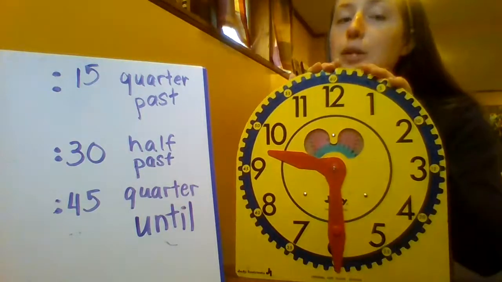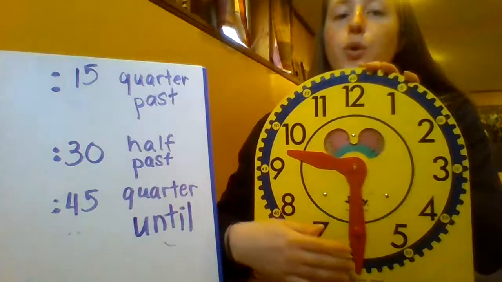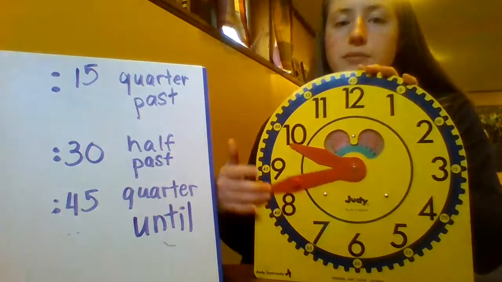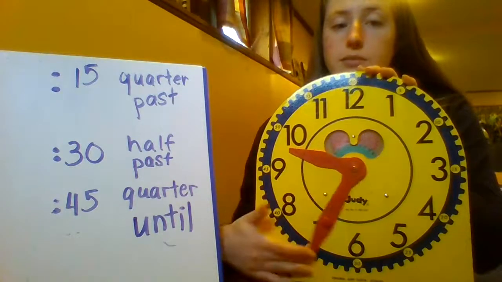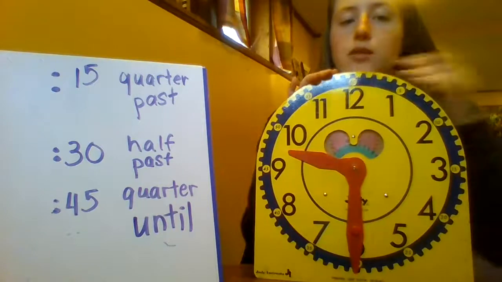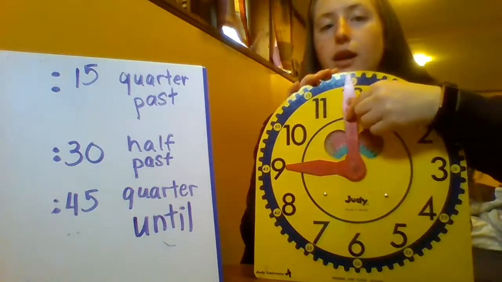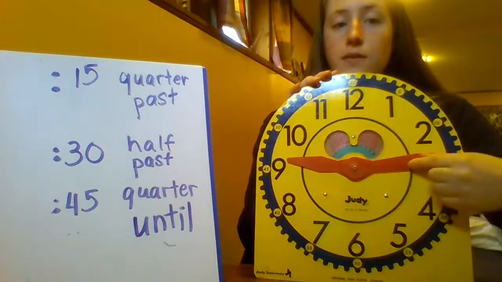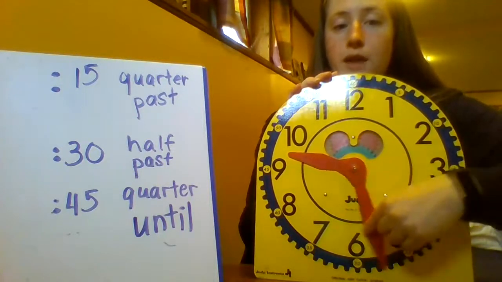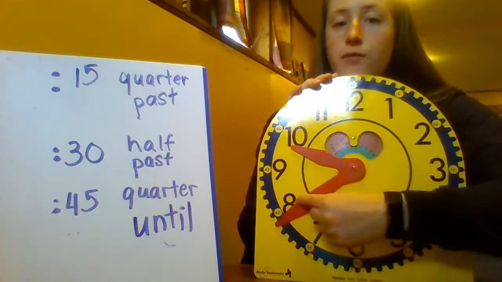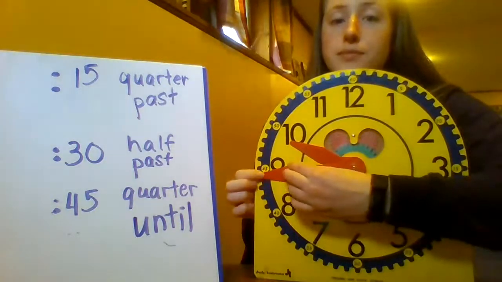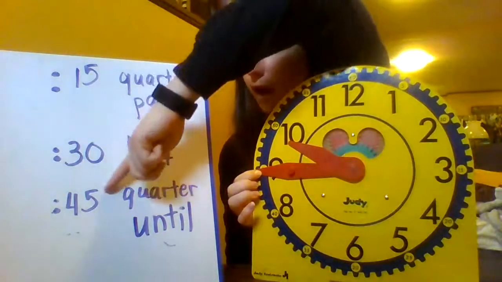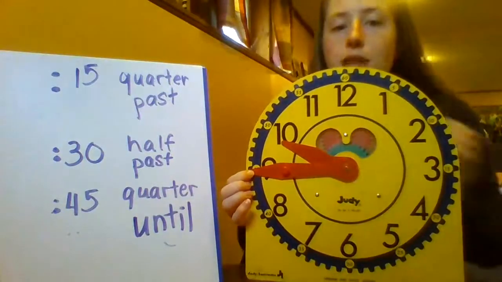Now we're going to get a little crazy. Now we're going to do a quarter until. 5, 10, 15. But we want to start at 9 o'clock. So let's try again. 9 o'clock, 5, 10, 15, 20, 25, 30, 35, 40, 45. So right now it is 9:45 or quarter until 10.